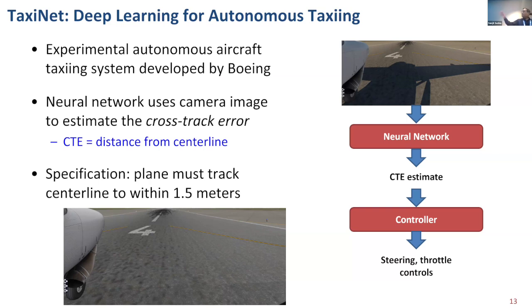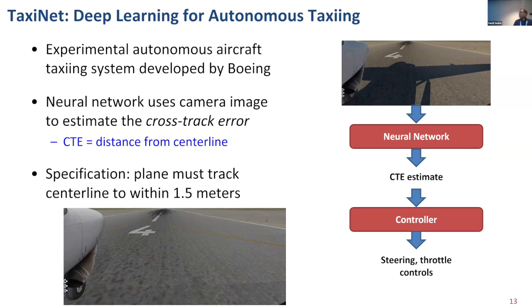where you see here on the right a little image of the nose of the plane. The plane has 2 wings, left wing and right wing, and there's a camera mounted on the right wing of the plane. The image comes from that camera, and this image is fed into a neural network. The task of the neural network is to estimate what's called the cross-track error, CTE, which is the deviation of the nose of the plane from the center line on the runway. That estimate then goes into a conventional controller, which will control the steering and the throttle of the plane on the runway.